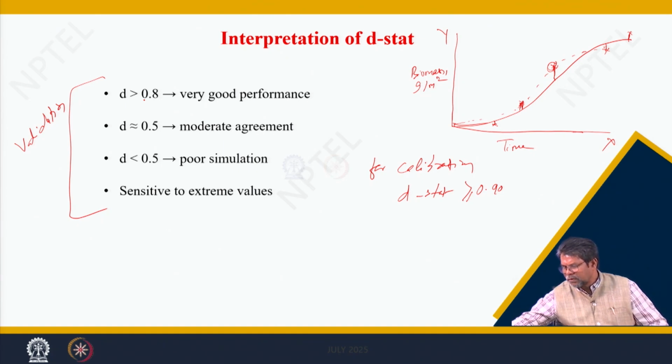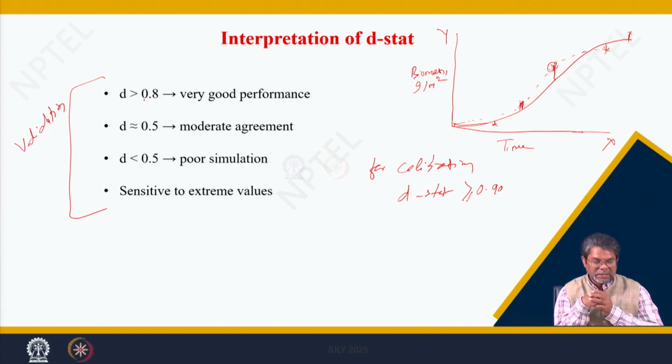Usually we say that for validation we can also accept a lower value, but the d value should be at least more than 0.6. 0.8 is very good. If you get a d value of 0.8 or higher, that means the model performance is very consistent, the calibration process is perfect, and the model is able to simulate the actual yield observed through field experiments. And 0.5 is only moderate agreement; less than 0.5 we may not accept the model.